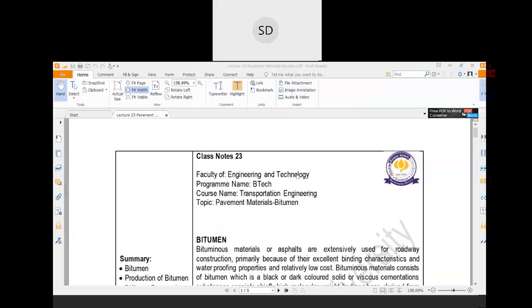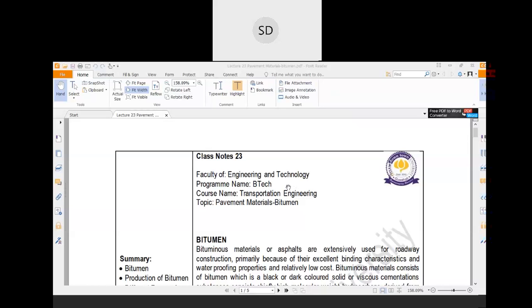So, in our previous class, we discussed soil and aggregate as road aggregate or material for road construction. We discussed different tests of the soil and aggregate. So in this class we will discuss bitumen as a construction material for the road.